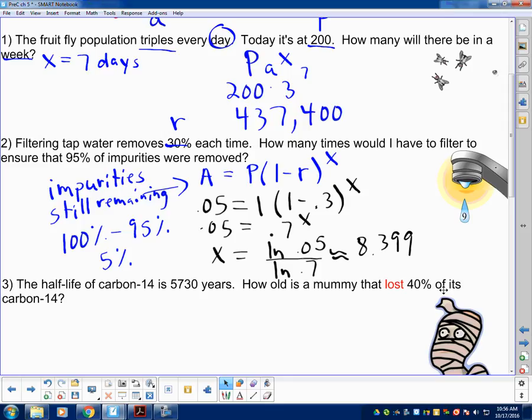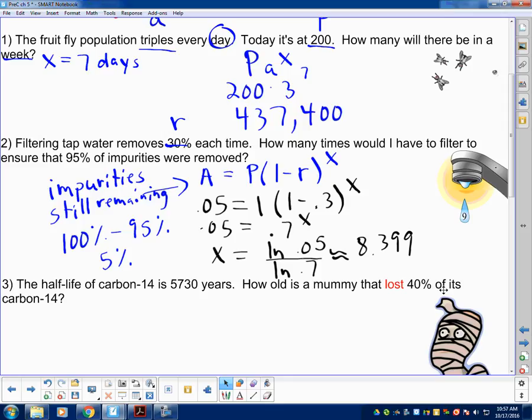I either do a filter cycle or we don't. I'm not going to be down at the 5% or less level of impurities unless I do a full 9 filter cycles. I have to do 9 cycles to get it there. It's one of those problems where you kind of have to answer it in terms of the context of what it says. What is X represent? X represents the number of times I would have to filter to ensure that there's only 5% impurities left.